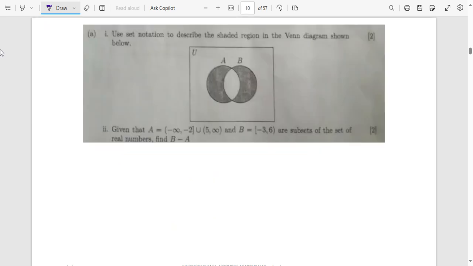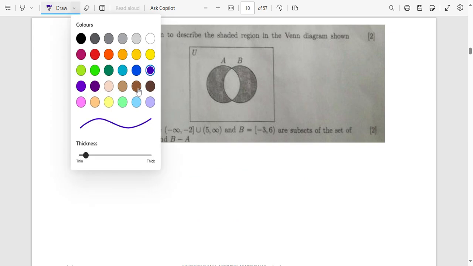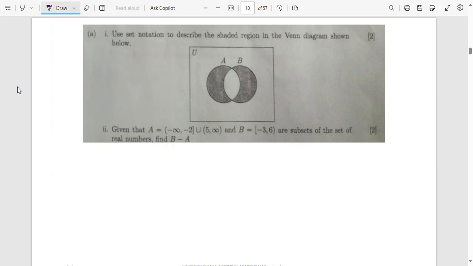Okay. Let's look at this question here. Hope you can see it. Use set notation to describe the shaded region in the Venn diagram. Anyone who can help, how can you describe the shaded region? I like this question. How can you describe the shaded region?